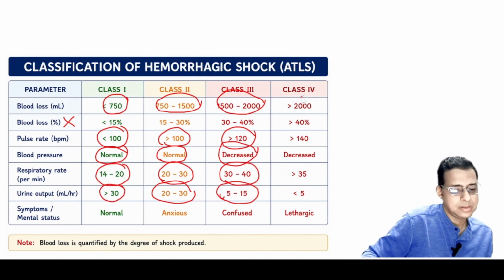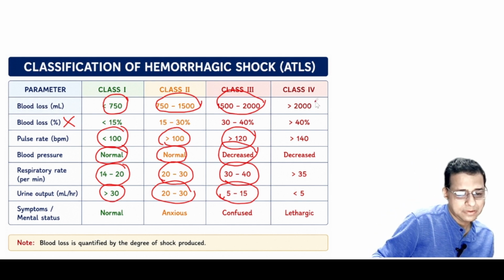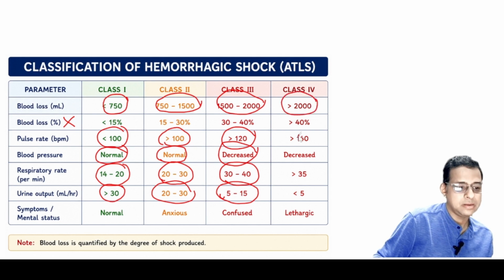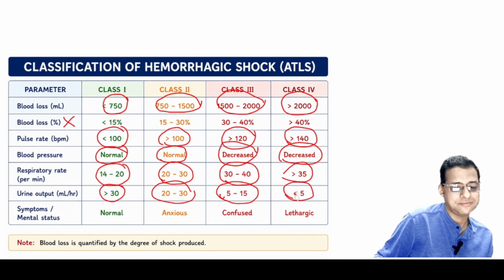Okay, so in class 4, it is greater than 2000 ml blood loss with greater than 140 bpm. Okay, and blood pressure is decreased here, and respiratory rate is greater than 35, and urine output is lesser than 5, anuria. This is oliguria, this is anuria. This is the thing you have to recognize.